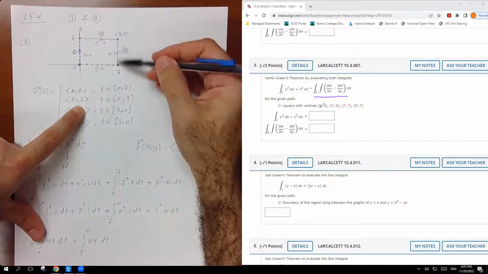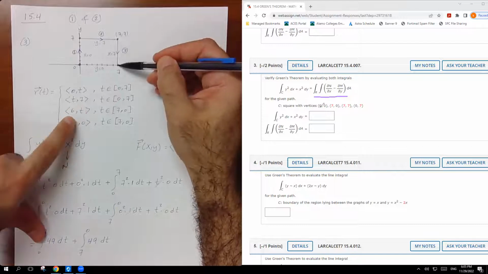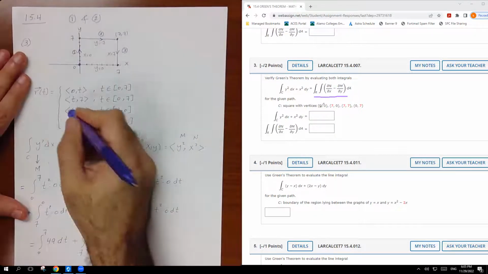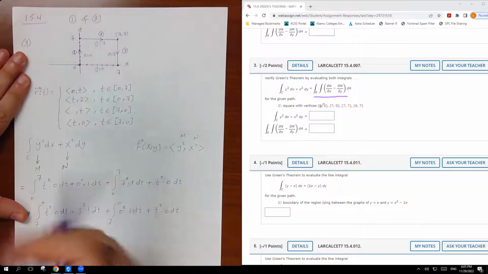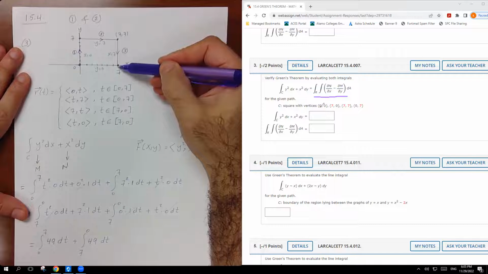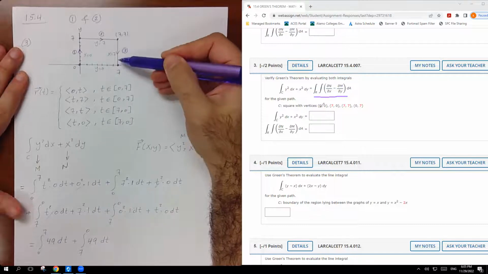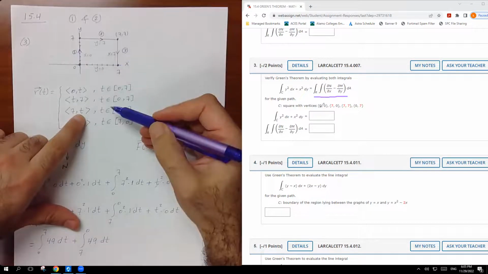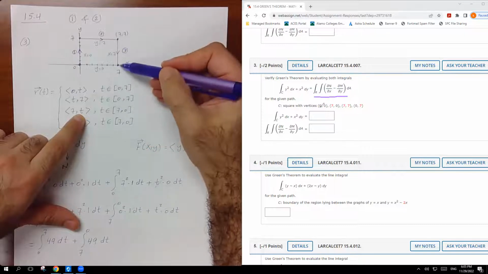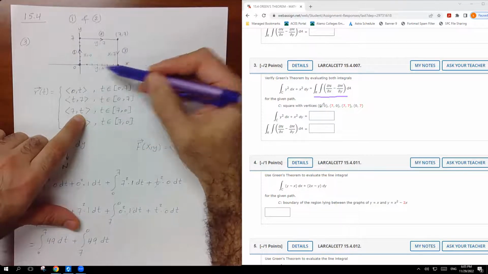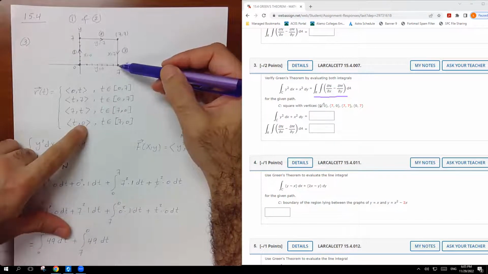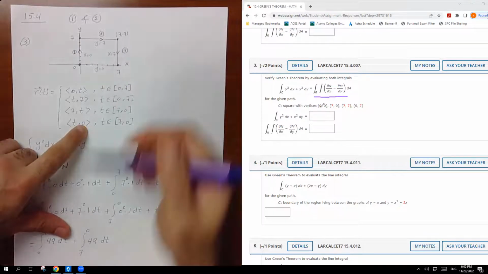The third path is going to be from this point to this one. This is 7. The change here is that x is going to be 7, and the change is going to be on y, with t between 7 and 0. Then the last part is going to be from this point to this one. The change is going to be on x, and y is going to be 0. So here are the paths we have.